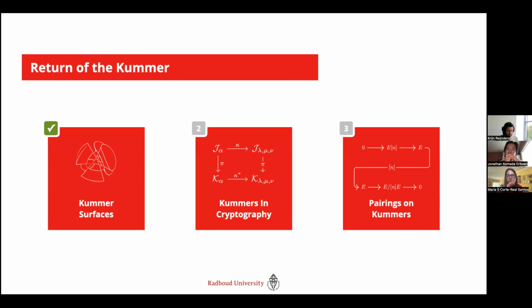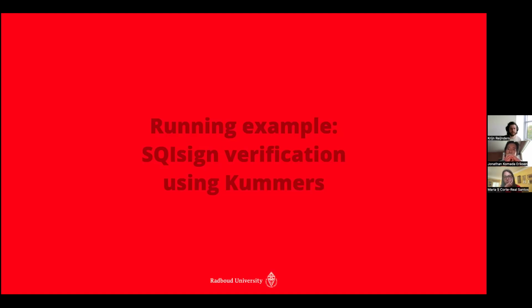And now let's see why it makes sense to use these maybe in cryptography, or what was this perspective from Costello to do SIDH on Kummer surfaces? Where does this arise from? And so our running example, as I mentioned before, is this SQIsign verification using Kummers, and we'll develop some tools for that. But I want to mention this as well, that these tools are more general, of course. They are really meant as general tools that allow you to do cryptography on Kummer surfaces in genus 2, but specifically developed with SQIsign in mind.